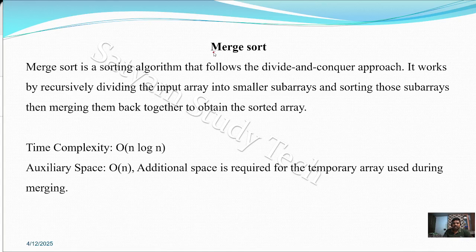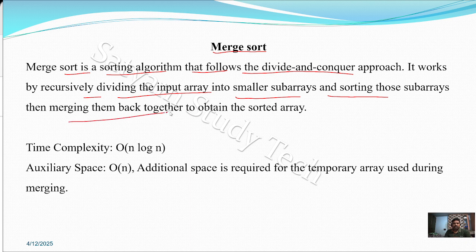Today's topic is merge sort. Merge sort is a sorting algorithm that follows the divide and conquer approach. It works by recursively dividing the input array into smaller subarrays and sorting those subarrays, then merging them back together to obtain the sorted array. The time complexity of merge sort is big O of n log n. Auxiliary space is big O of n.